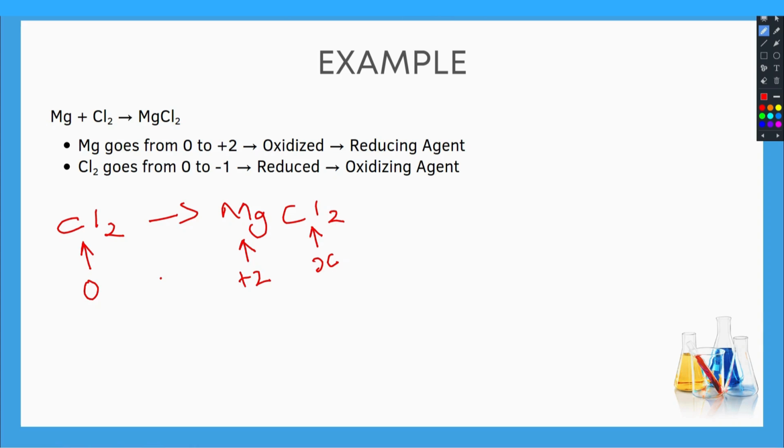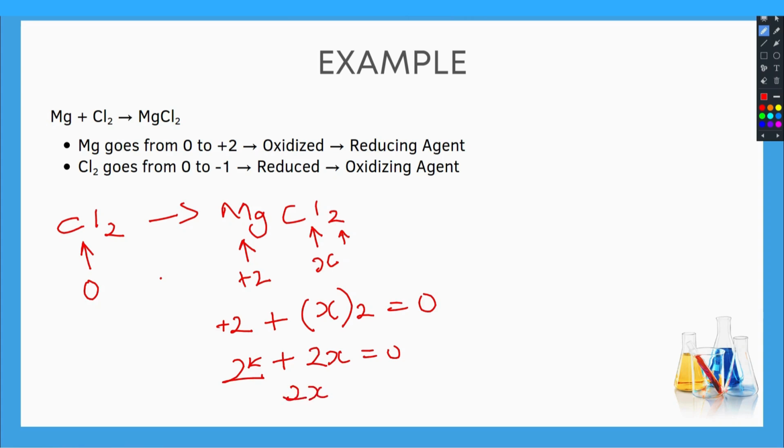So now, let's calculate the oxidation number of chlorine. This becomes plus 2 plus X. How many atoms of chlorine are here? We have 2 atoms of chlorine. You add everything up, it's equal to 0. So this becomes 2 plus X times 2, that's 2X, equal to 0. So when we take this 2 here to the other side, it becomes 2X is equal to minus 2. Now let's get X by dividing both sides by 2. 2 cancels 2 here, 2 cancels 2. So X therefore is equal to minus 1.